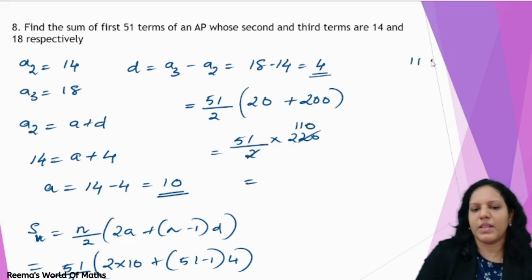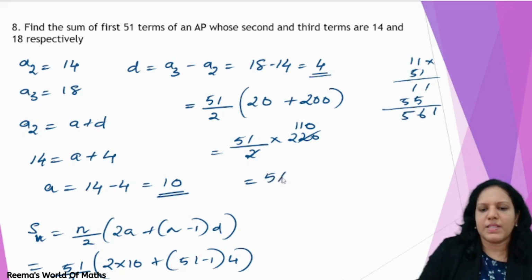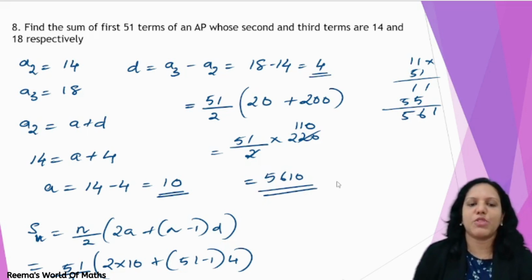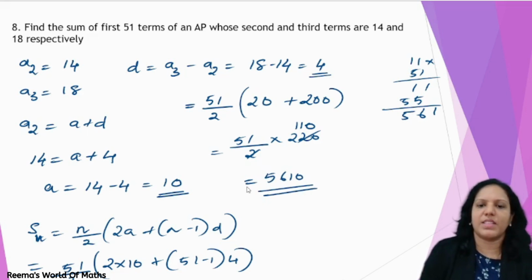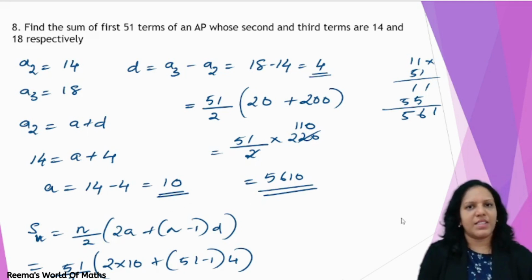51 times 110 gives 5610. So the sum of the first 51 terms of this AP is 5610. We found the first term equals 10, and the sum equals 5610.